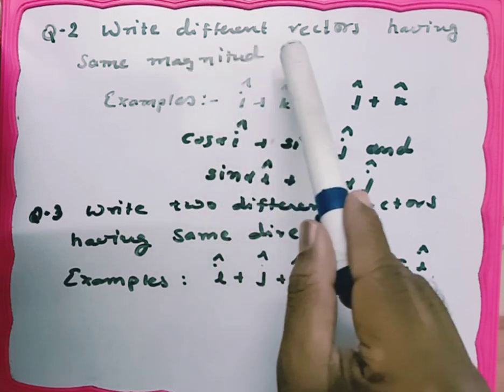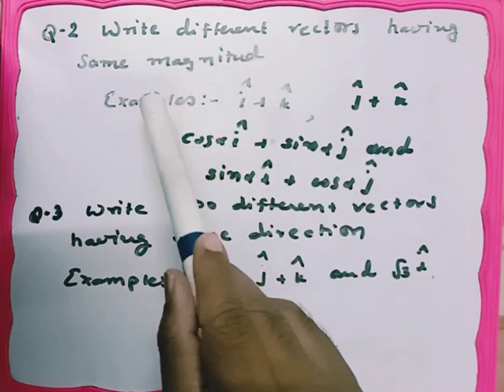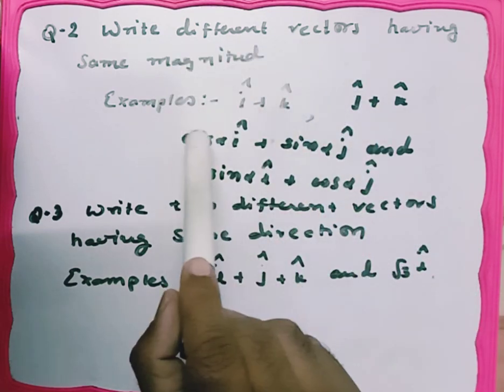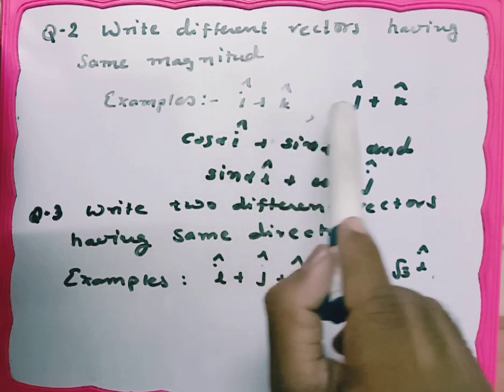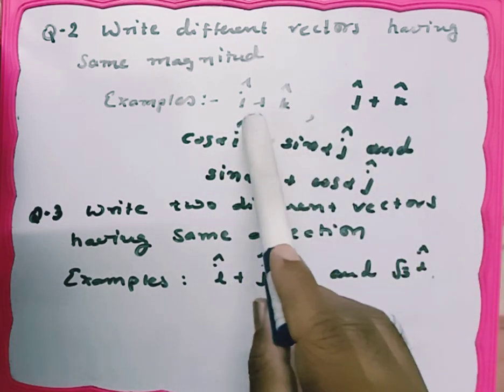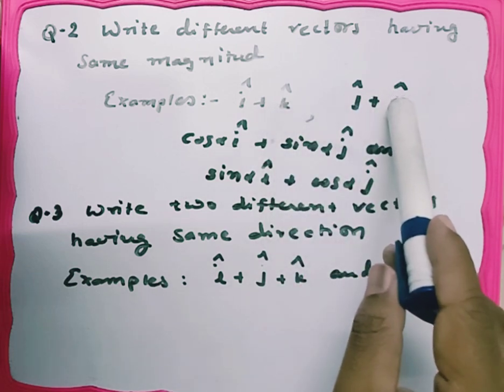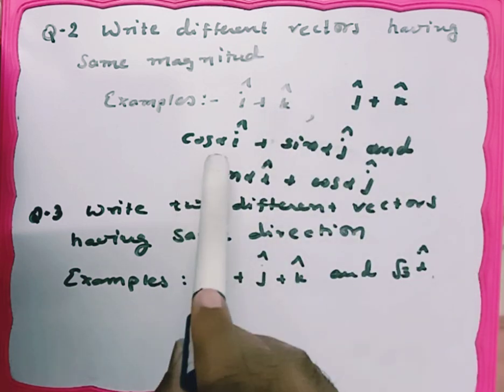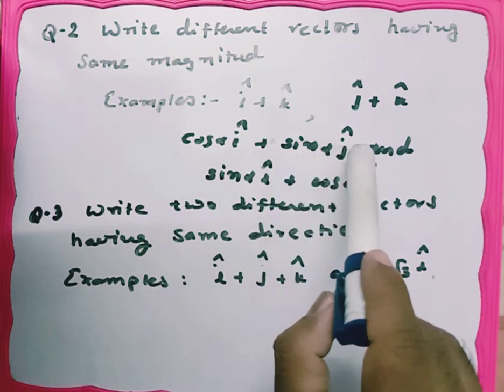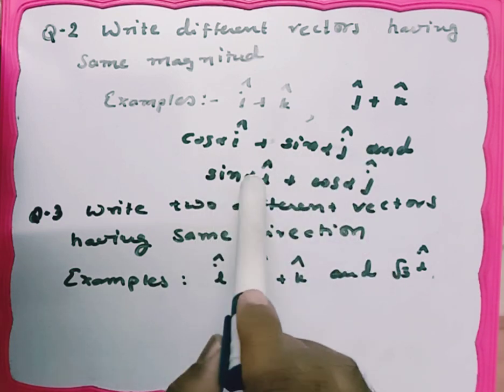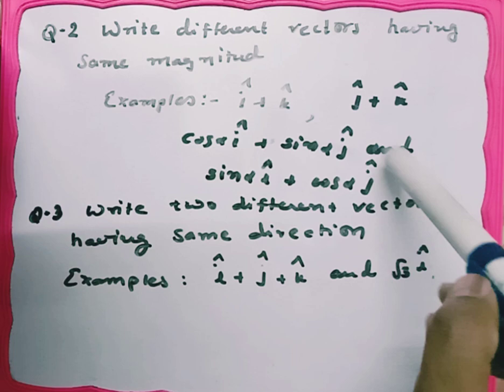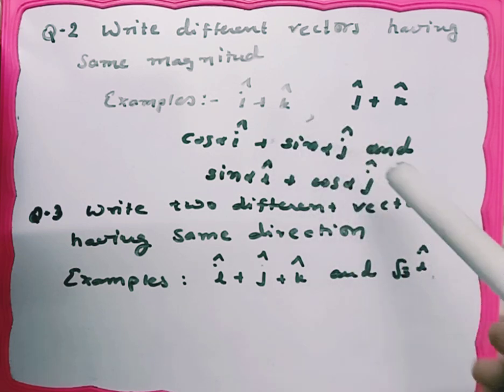Question 2, we have to write different vectors having the same magnitude. So i caret plus k caret and j caret plus k caret, if we calculate both magnitudes, they are root 2, but they are different vectors. In the same way, cos alpha i caret plus sin alpha j caret and sin alpha i caret plus cos alpha j caret have the magnitude 1, but they are different vectors.